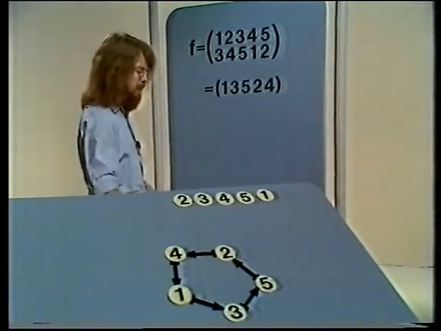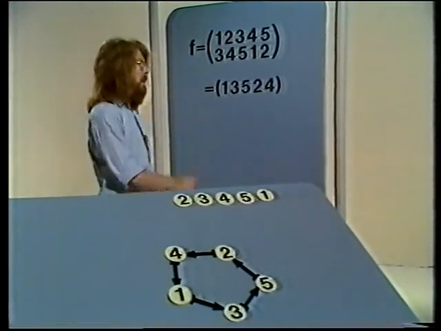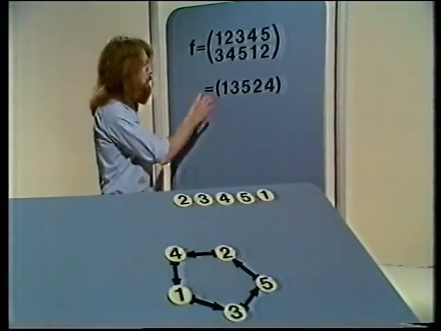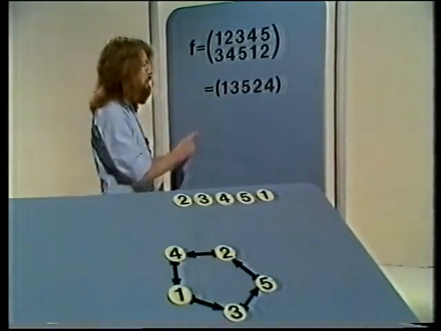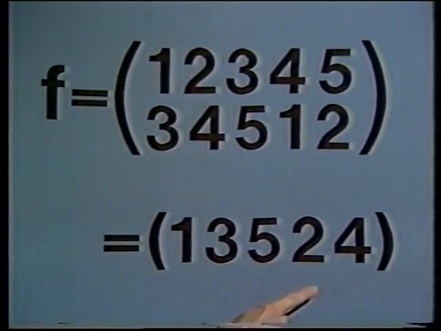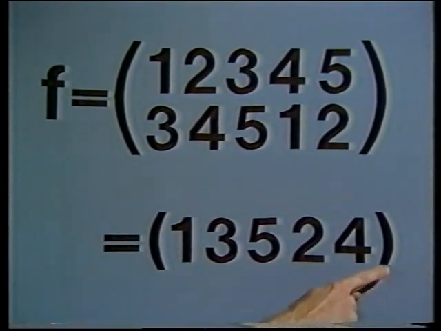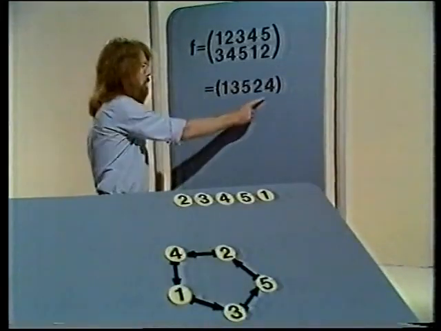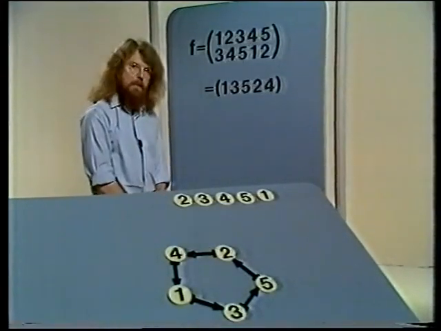Keeping this cycle in mind, we can now write down our permutation in a simple way, like this. What we've done is written down the elements in the order in which they appear inside the cycle. The way we read the permutation in this form is 1 goes to 3, 3 goes to 5, 5 goes to 2, 2 goes to 4, and when we get to the end here, the permutation takes 4 back to 1. We call this the cycle form of the permutation.